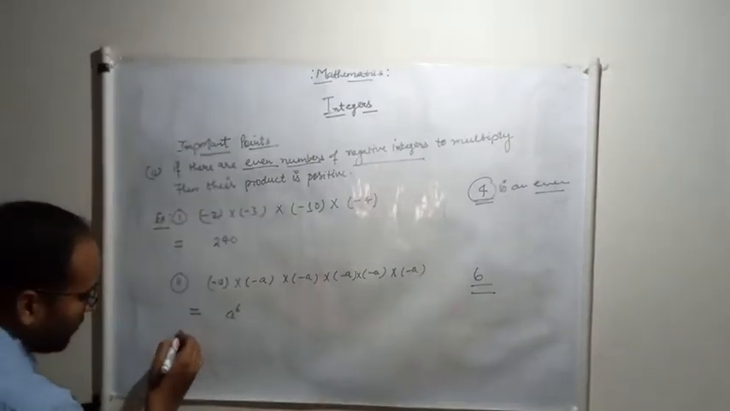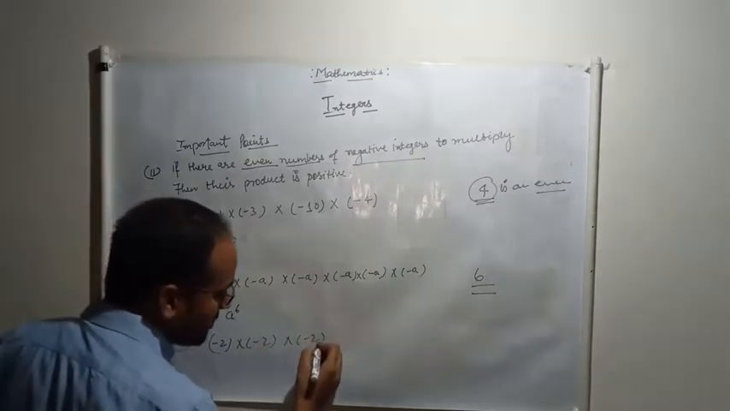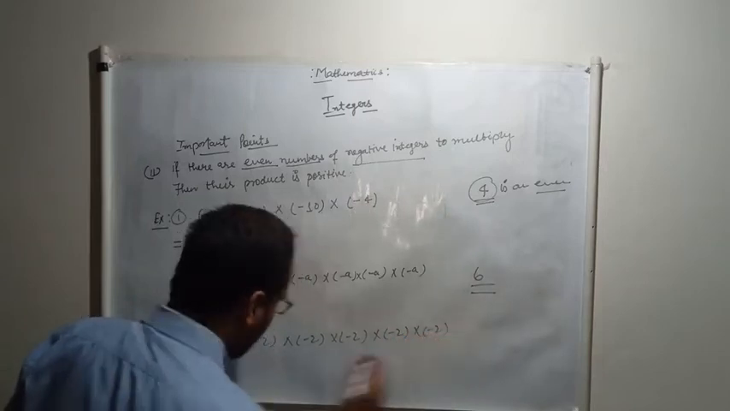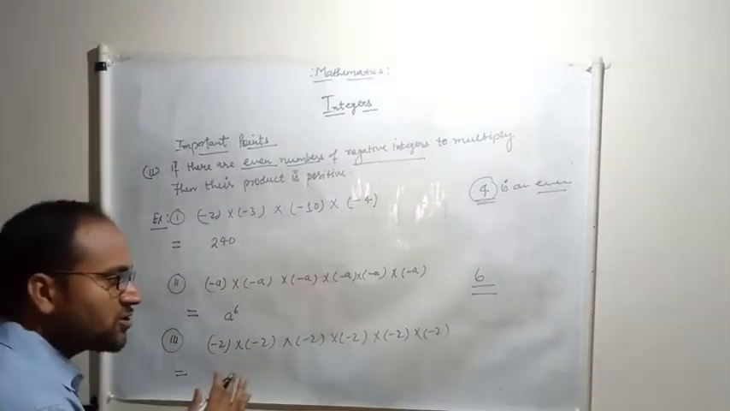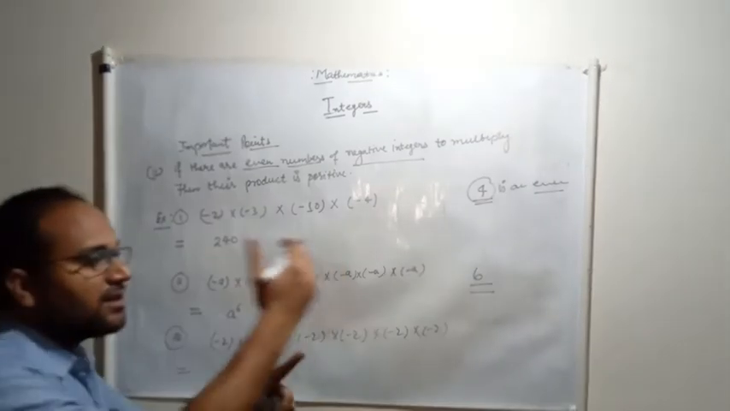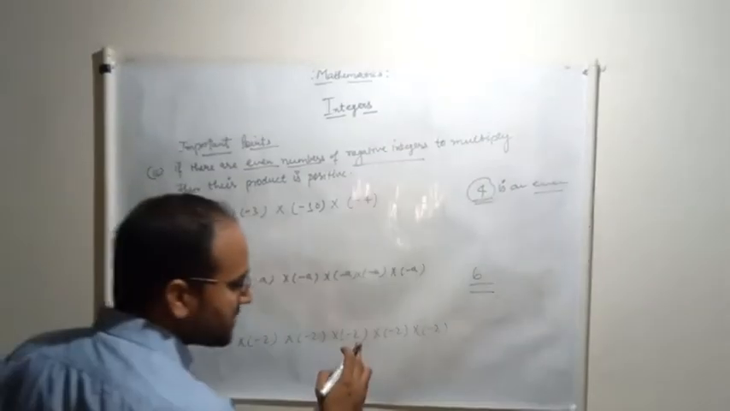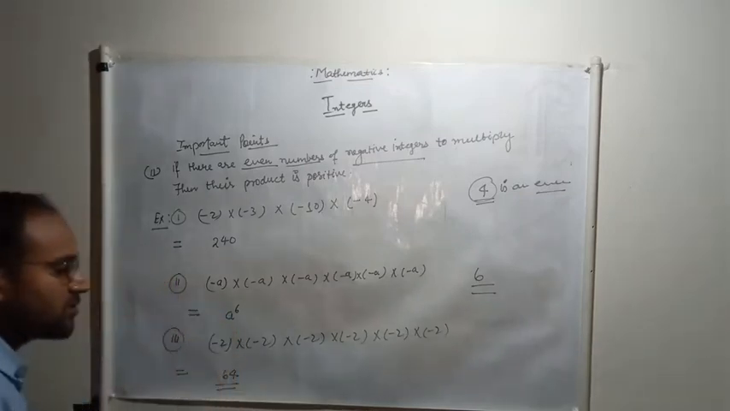Suppose I take one more example: -2 is multiplied by -2 is multiplied by -2, multiplied 6 times. 1, 2, 3, 4, 5, 6. Same numbers. You always get the positive value because it is an even number of times. If you are multiplying a negative integer an even number of times, directly multiply the absolute value. 2 2s are 4, 4 2s are 8, 8 2s are 16, 16 2s are 32, 32 2s are 64. Your result should be 64.